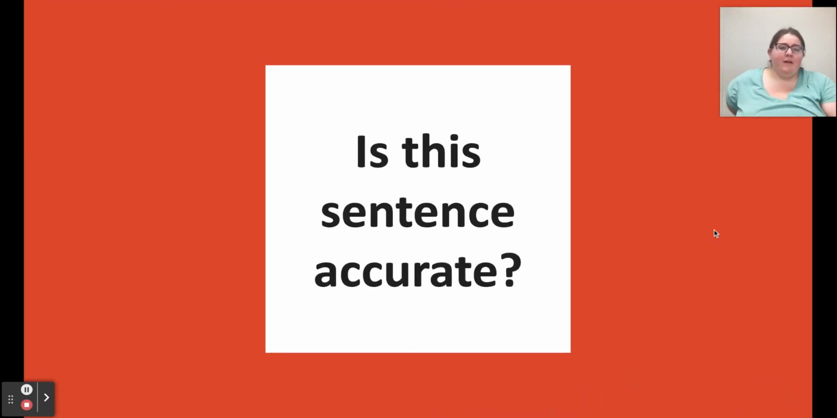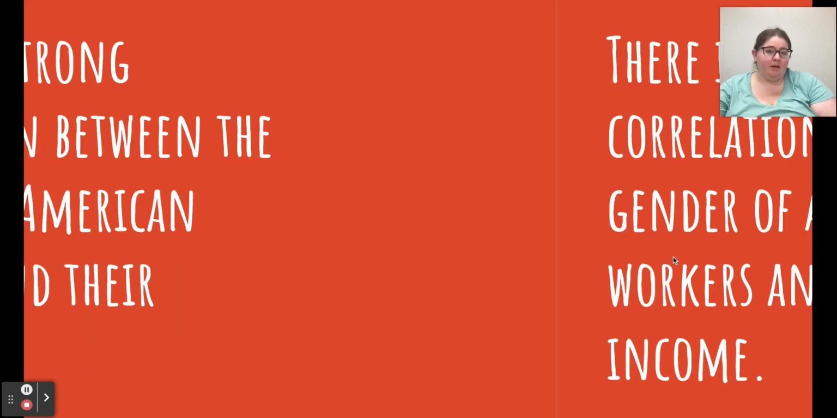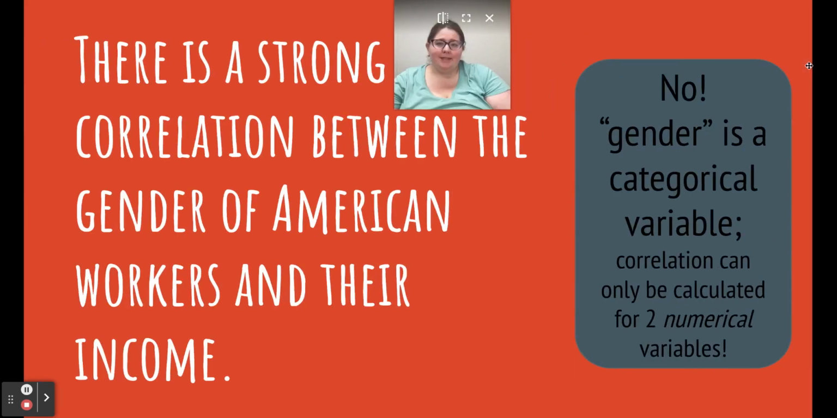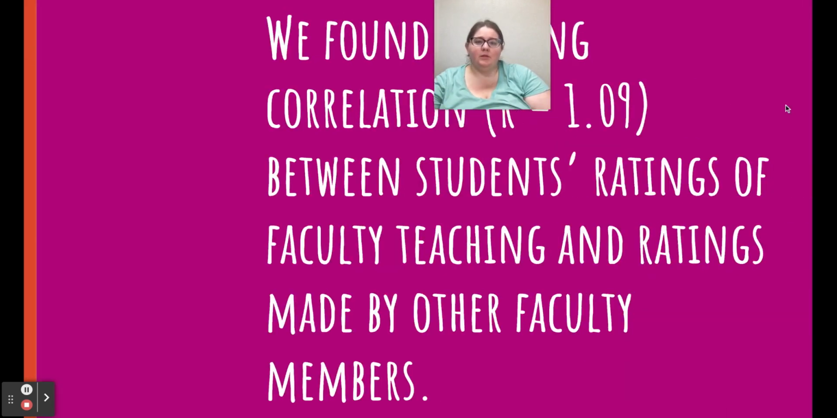So we're going to look at a couple of sentences based on what we've learned about correlation and what it represents, and we'll see if you know the rules. First sentence: there is a strong correlation between gender of American workers and their income. Is it true or not? If it's not true, think about what's wrong with it. That is not a correct sentence because gender is a categorical variable. Correlation is a word that only describes the relationship between numerical variables. It can only be calculated for numerical variables.